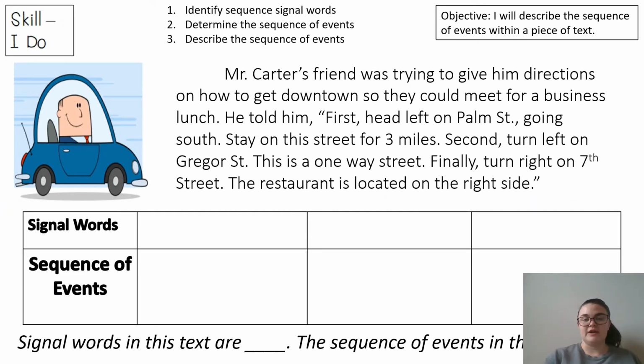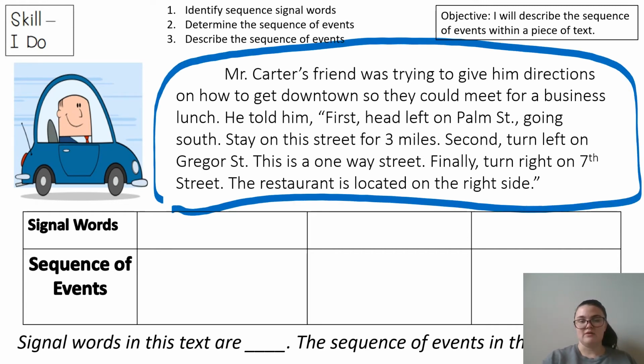All right, here's an example. Mr. Carter's friend was trying to give him directions on how to get downtown so they could meet for a business lunch. He told him, first head left on Palm Street, going south. Stay on this street for 3 miles. Second, turn left on Gregor Street. This is a one-way street. Finally, turn right on 7th Street. The restaurant is located on the right side.